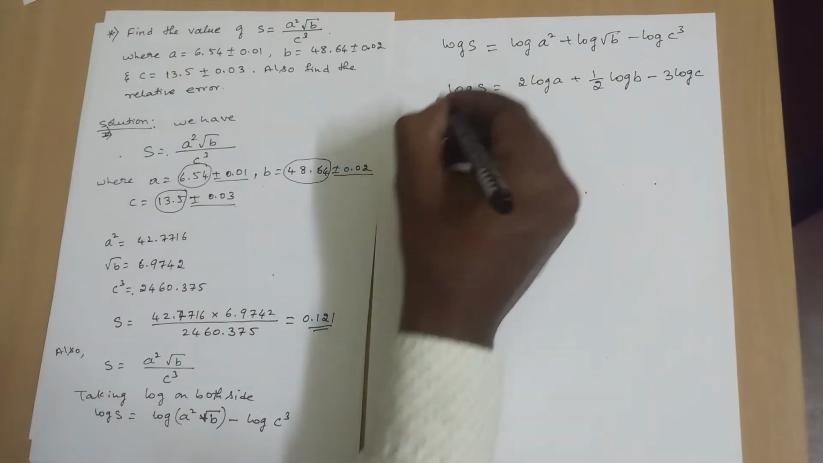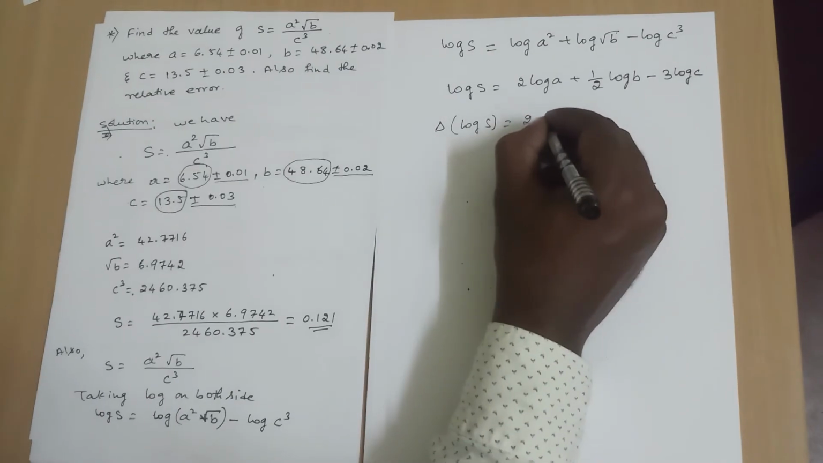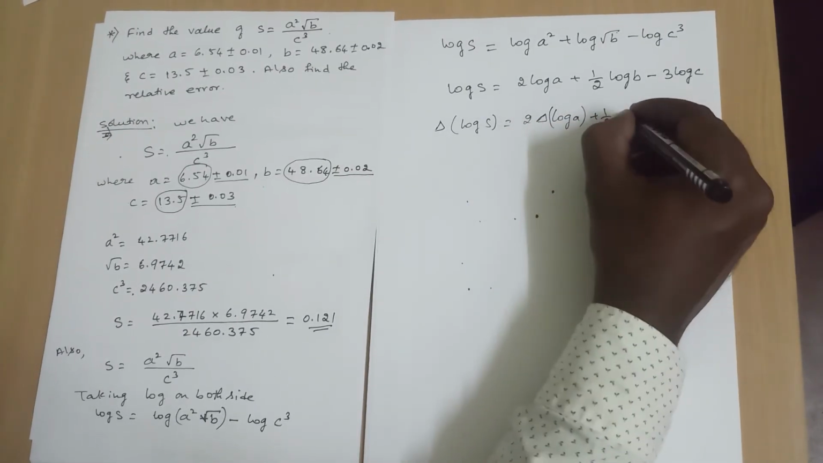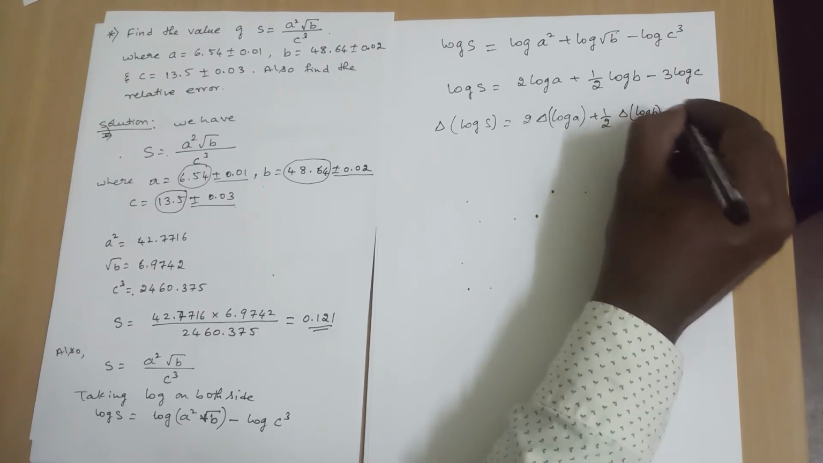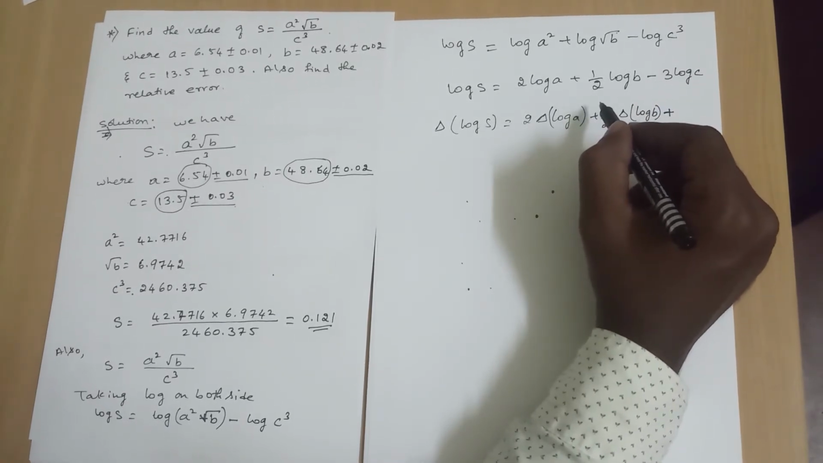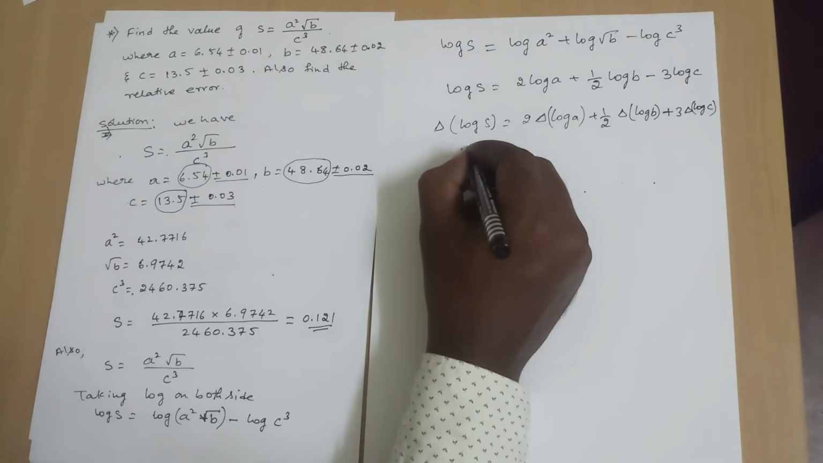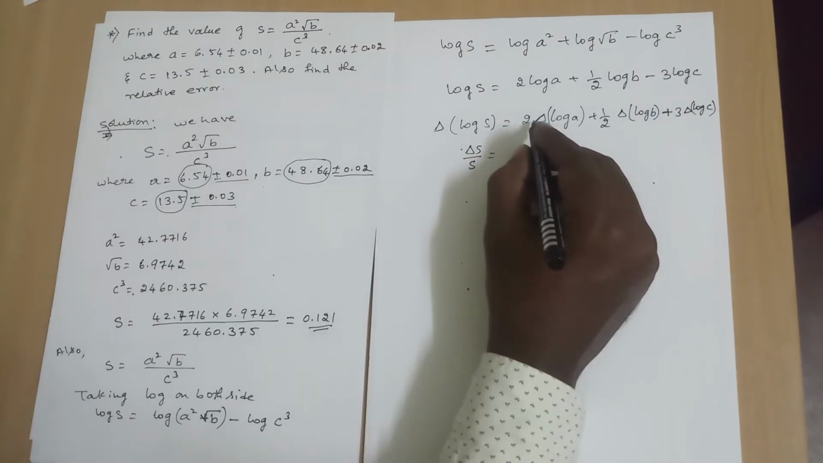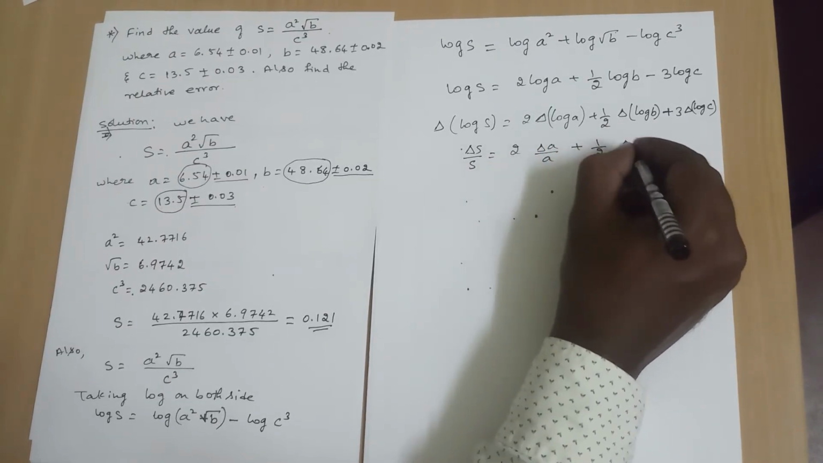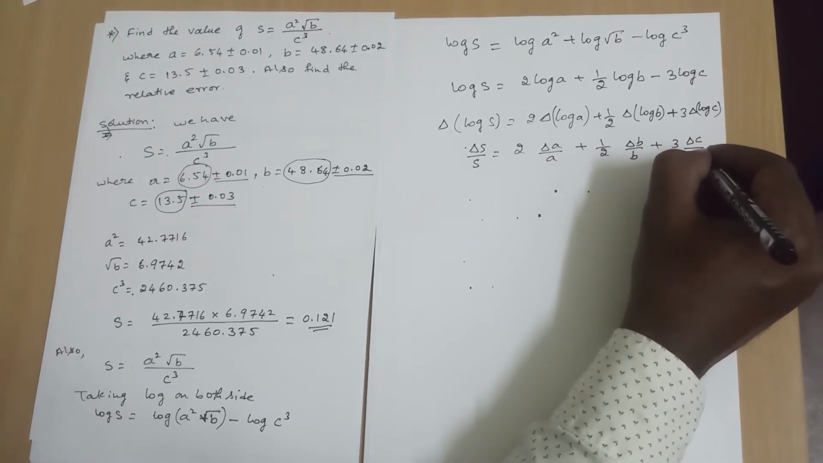So here I will apply capital delta on both sides. So delta log S equals 2 times of delta log A plus 1 by 2 times of delta log B, and here this minus becomes plus because we will take relative error always maximum, so plus 3 times of delta log C. So you get delta S by S equals 2 times of delta A divided by A plus 1 by 2 into delta B divided by B plus 3 into delta C divided by C.